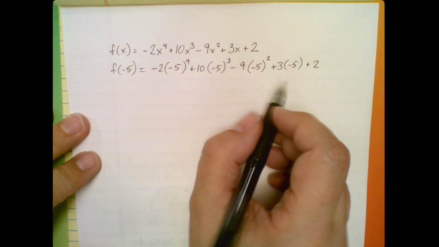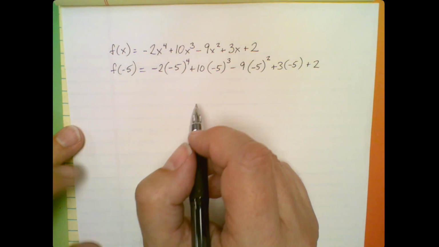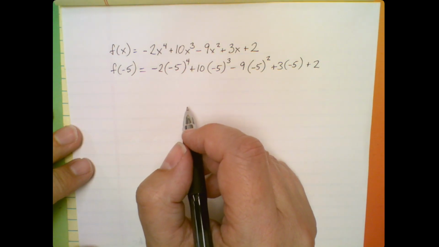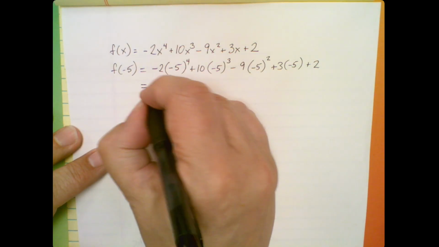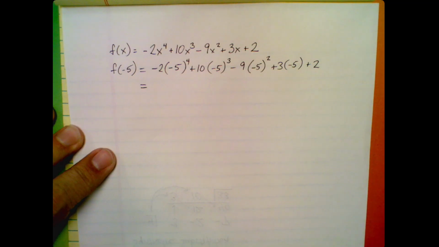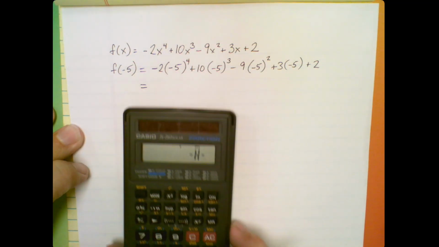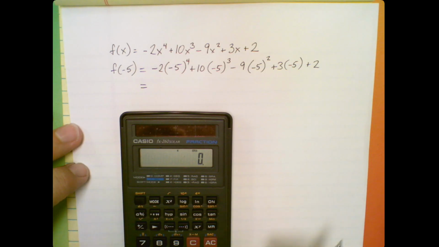All right, that's fine. Now we're going to work on all these powers of 5. And if you know your powers of 5, that won't be too bad. But what I'll probably need to do, if I don't know my powers of 5, is grab a calculator. So here's my calculator. So, first of all, what is negative 5 to the fourth power?